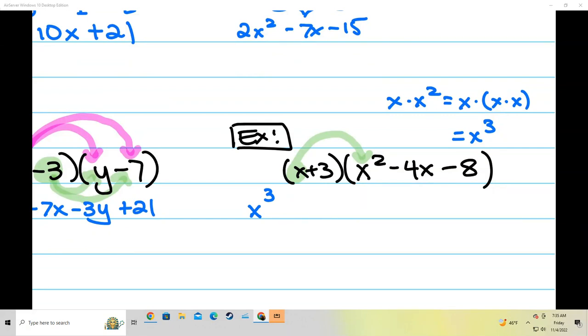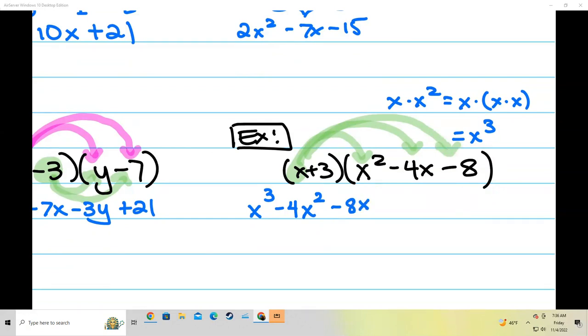I'm not done distributing that x. I'm going to go ahead and multiply x times negative 4x. There is no number associated, so we're just going to keep that negative 4. And then x times x gives me a negative 4x squared. And then I'm going to go x times negative 8. That gives me a negative 8x. And I'm done distributing my x's.